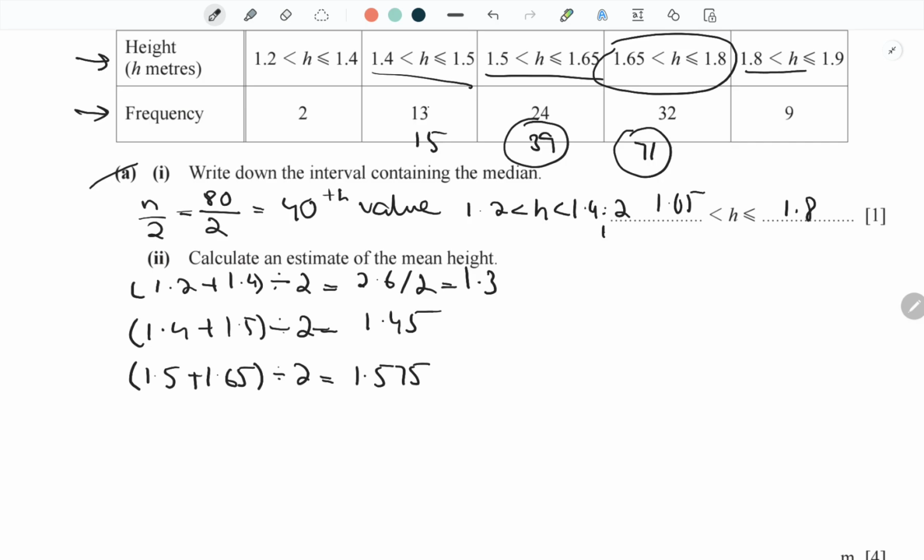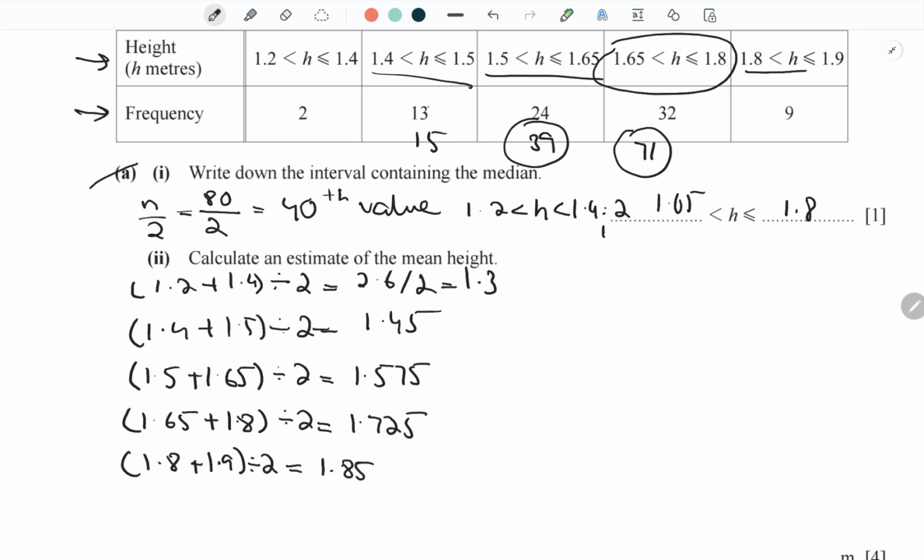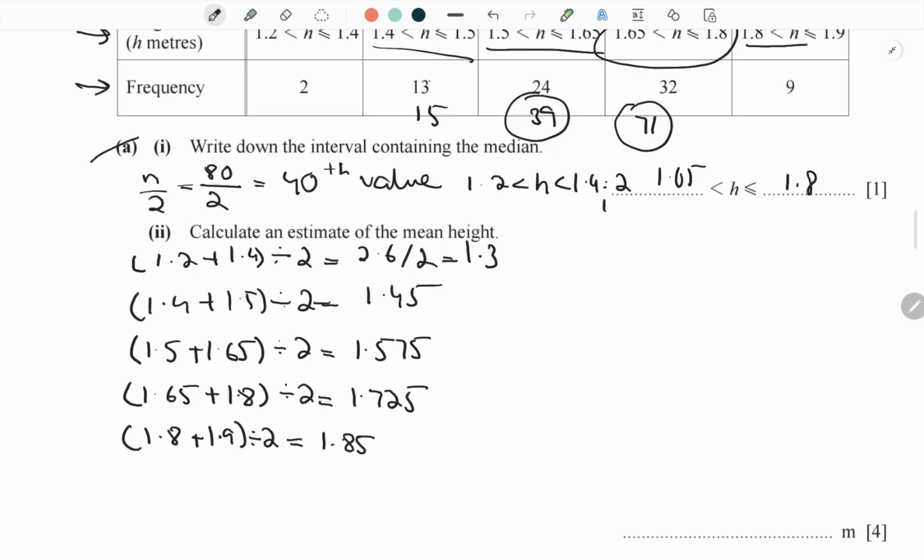Then we have 1.65 plus 1.8, divided by 2, so we get 1.725. Now the last one, 1.8 plus 1.9, divided by 2, so we get 1.85. Now we just multiply.